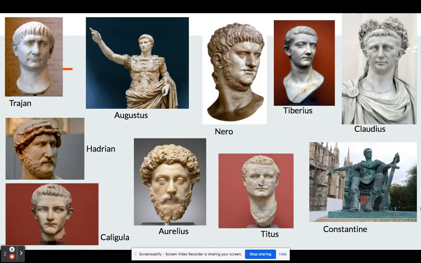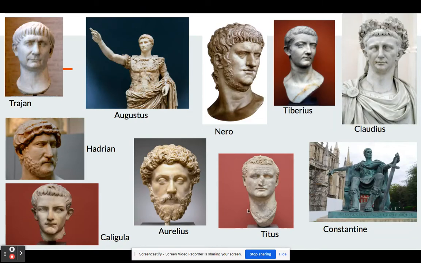All right, less chat, more hat. Here are your emperors. Here's Trajan up here in the top left corner. You have Augustus, Nero. Nero went crazy, by the way, because of the lead pipes. Tiberius, Claudius, Hadrian, Aurelius. You have Caligula down here. He looks really young. Titus and Constantine. And they all look different. It's not like the stone carvers were just like, well, this is the mold that we use for emperors. No, they all look a little different.